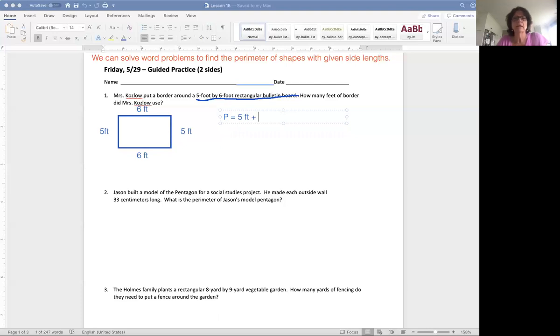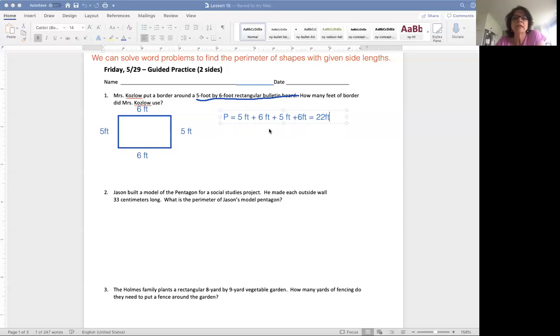Plus 6 feet plus 5 feet, and then plus 6 feet. I have 4 sides to my shape, so I need 4 lengths to find my perimeter. I will add those up, and you can do it whatever way you want. Mentally, I might do 5 feet and 6 feet is 11, and 5 feet and 6 feet is 11, and 11 plus 11 equals 22 feet. So the perimeter of that rectangular bulletin board would be 22 feet. You could certainly put your 5 and 5 together and get 10, and your 6 and 6 together and get 12, and 10 plus 12 equals 22 feet.